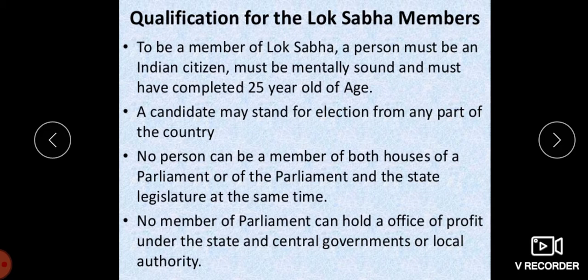A penalty of ₹500 per day may be imposed upon a person who sits or votes in either house of the Parliament, knowing that he is not qualified or that he is disqualified for the membership thereof.